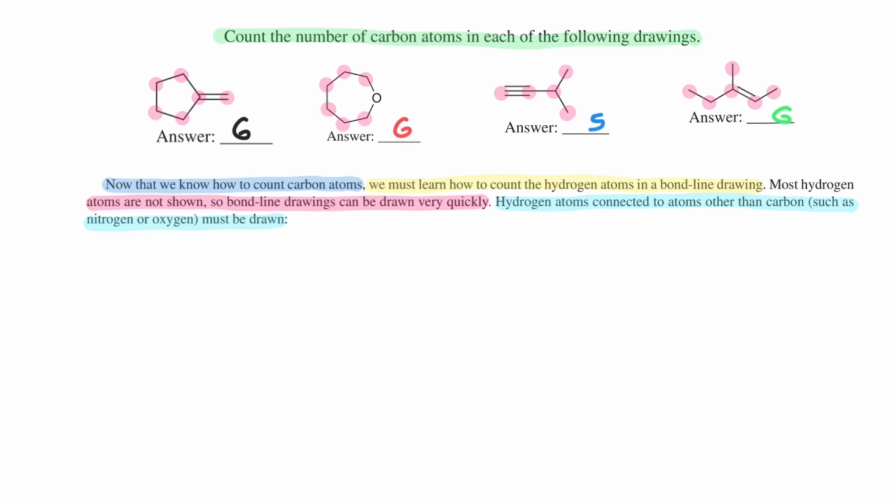It means we are not drawing. So bond line drawing can be drawn very quickly. Hydrogen atoms are connected to atoms other than carbon. So keep in mind, generally when you draw a bond line structure, carbon and hydrogen atoms are not shown, but we have to show the hydrogen atoms which are connected to a heteroatom.